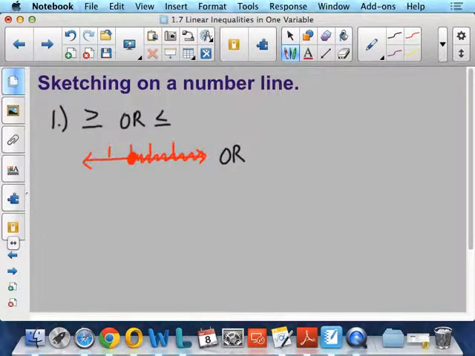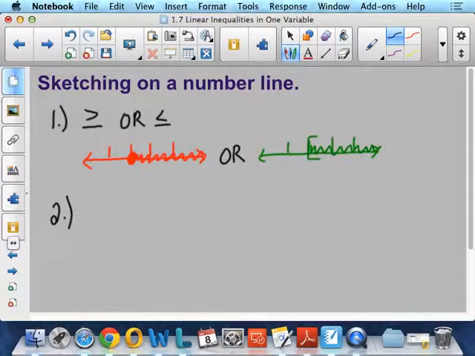Or the second way you can do it, it means the exact same thing. You can do a bracket over the number and then shade whichever direction you need to. So bracket and closed circle both go with greater than or equal to or less than or equal to.